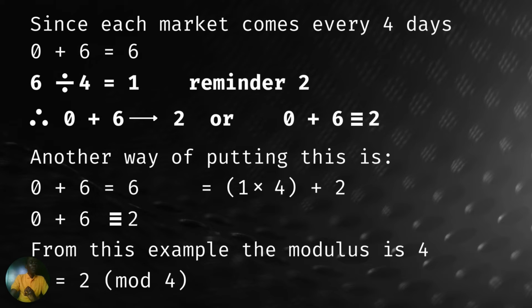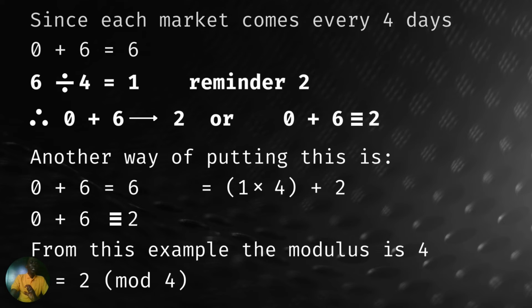Now, if we multiply 1 times 4, plus 2, it will give us 6. So that means the value is 6. So 0 plus 6 is equivalent to 2, which is the remainder. So from this example, with a modulus of 4, which is the 4 days, 6 is equal to 2 modulo 4.